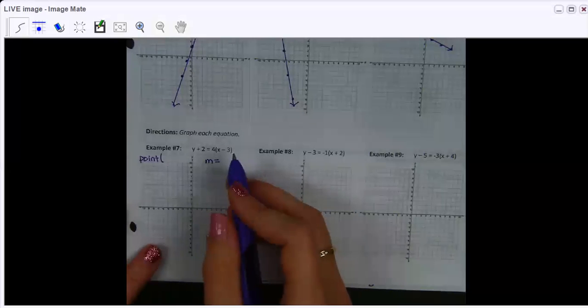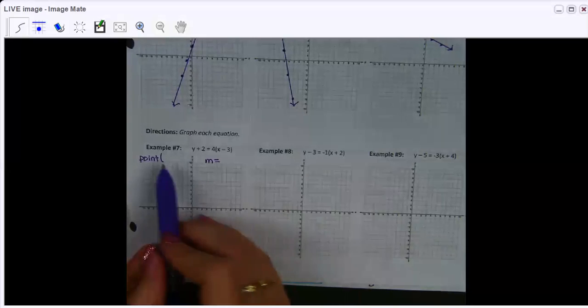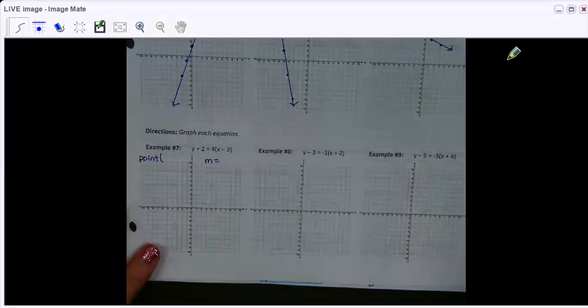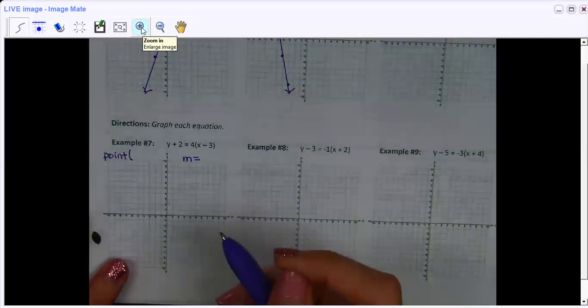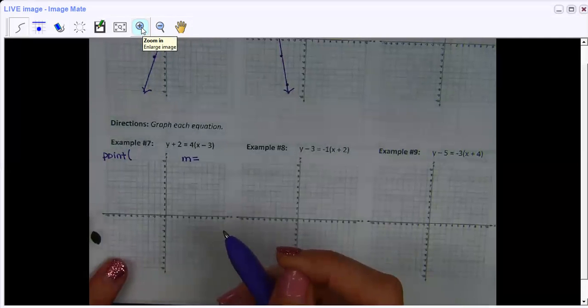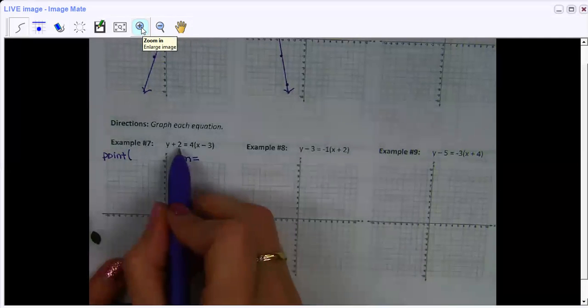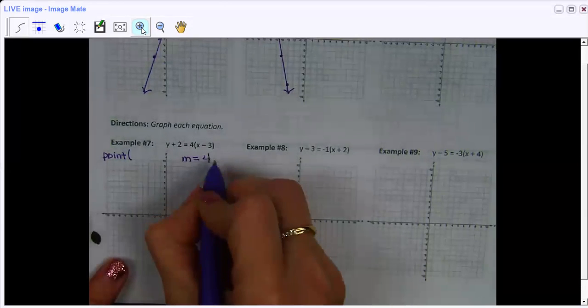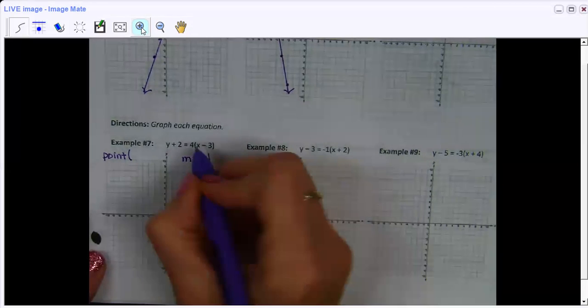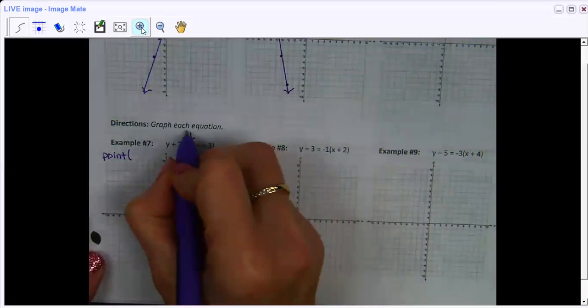AJ? Oh, okay. Anybody know where the slope is in this equation? Nick? No? I think I know. Oh, the slope is 4. That's the slope. Good. 4. Nice. It's 4. This is the slope. Got it right.